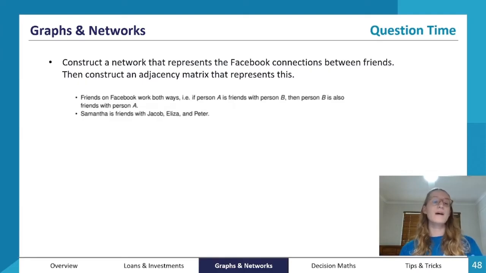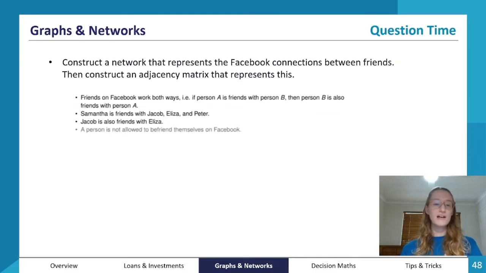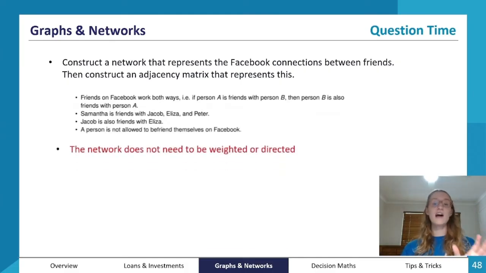So the people we're talking about are Samantha, Jacob, Eliza, and Peter, and we're modeling their connections on Facebook. So Jacob is also friends with Eliza. We have Samantha is friends with Jacob, Eliza, and Peter. And a person can't befriend themselves on Facebook. So that tells us that we can't have any loops. And the network, like I said, doesn't need to be directed because the connections go both ways, and it doesn't need to be weighted because there's no weight associated with it. A connection represents just the presence or absence of a friendship on Facebook.